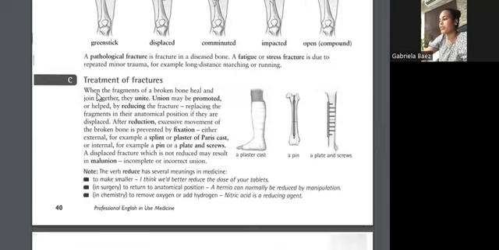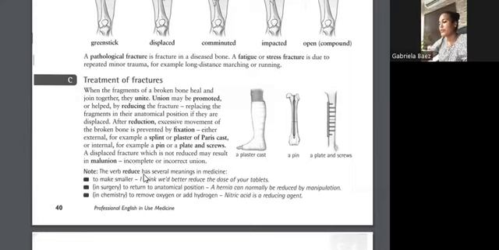Treatment of fractures. When the fragments of a broken bone heal and join together, they unite. Union may be promoted or helped by reducing the fracture, replacing the fragments in their anatomical position if they are displaced. After reduction, excessive movement of the broken bone is prevented by fixation, either external, for example, a splint or plaster of Paris cast, or internal, for example, a pin or a plate and screws. A displaced fracture which is not reduced may result in malunion, incomplete or incorrect union.